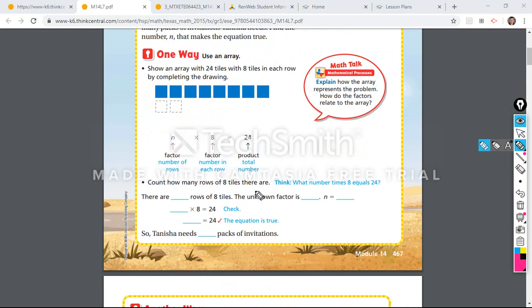So, to fill this out, how many rows were there? There were 3 rows of tiles. So the unknown factor is 3. So n equals 3. And let's check it. So here's my number sentence. Well, 3 times 8 equals 24. So does 24 equal 24? Yes, the equation is true. So Tanisha needs to buy 3 packs of invitations. And you should already see this in your head. We've done these a lot. But we're using a different method to solve the equation.